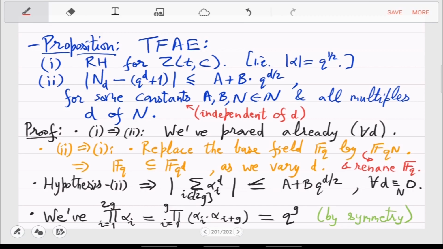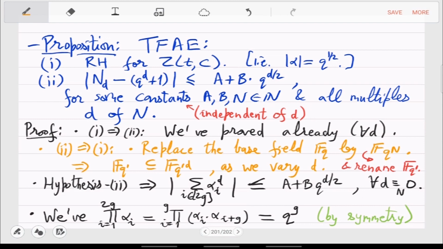Okay, if it's problematic, then let's not do that. Let's call it q prime. So q is given in the input. Q prime is q raised to n. N is the given constant. So FQ prime to the d is actually q to the nd.